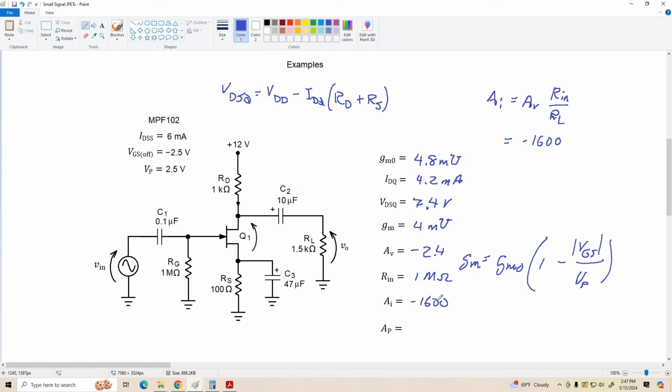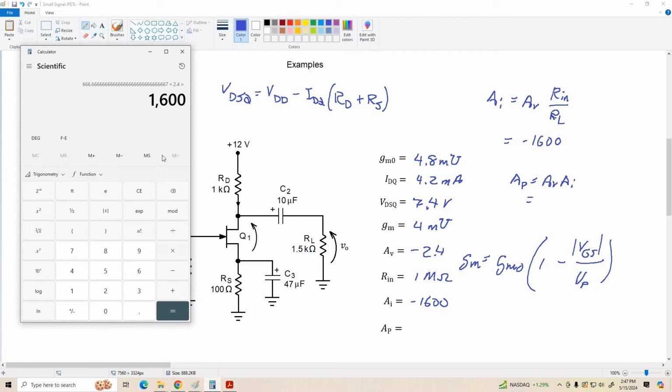That's where the JFET shines. It's got very high current gain. The only way we could do this using BJTs is probably with a Darlington or a Sziklai pair. So these are the good things about JFET amplifiers: the high input resistance, high current gain, and let's see what our power gain is. A sub P equals AV times AI, and so we've got 1,600 times 2.4, which gives us a power gain of 3,840.